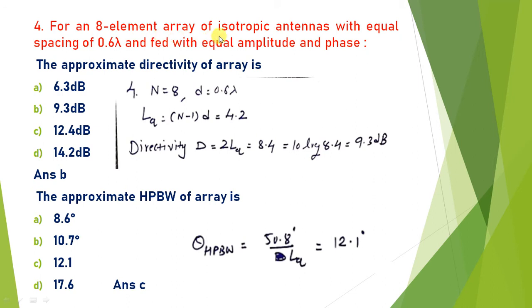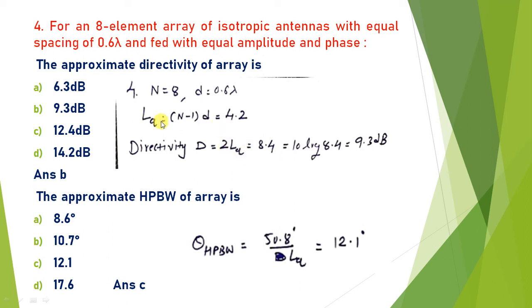For an 8 element array of isotropic antennas with equal spacing of 0.6 lambda and fed with equal amplitude and phase, n is equal to 8 is given to you, the number of elements is 8. The spacing is given as 0.6 lambda. You have to find out the value of directivity. So the directivity equation is 2 multiplied by the array length. For that you have to find out the array length.